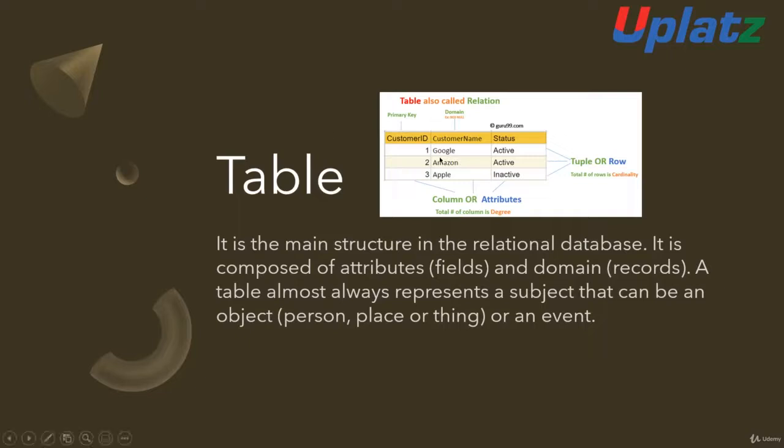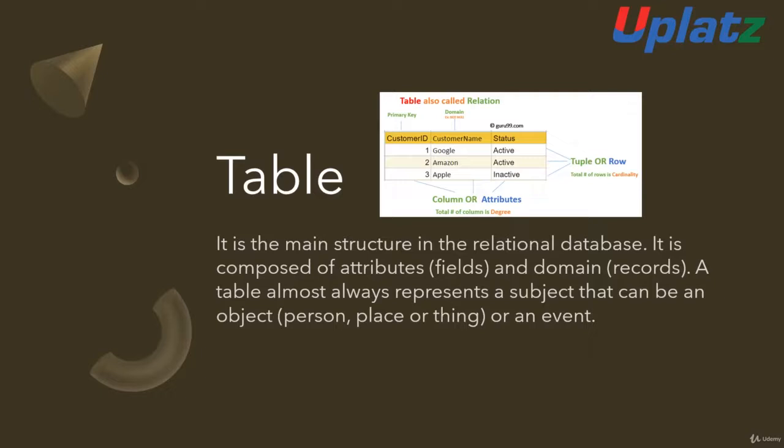Next we have, as you can see, this is one table with 3 columns: customer ID, customer name, status. Now, when I say that these are columns, that is layman language. But in terms of SQL, those are also referred to as fields or attributes. So customer ID is a field, customer name is a field, status is a field, or you can say these are attributes.